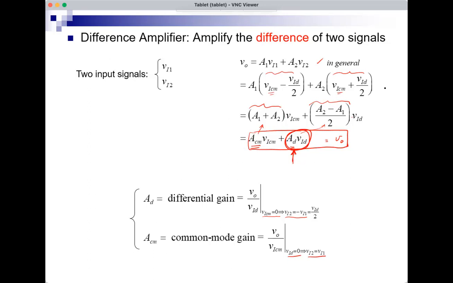So now I can see them in front of me. When it was A1 VI1 plus A2 VI2, it wasn't clear. What should I do? Should I make A1 equal to what and A2 equal to what? Now I can see it. VO is AD VID, that's the good part, plus ACM VICM, that's the bad part. And I want to get rid of the bad part. So if I have in general this output, I want to only keep AD VID.